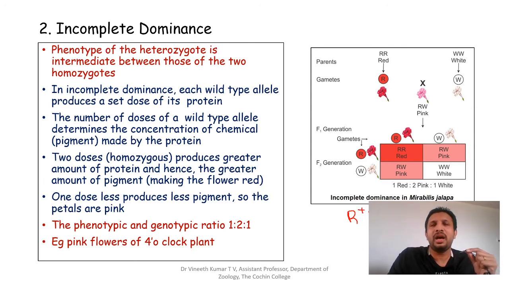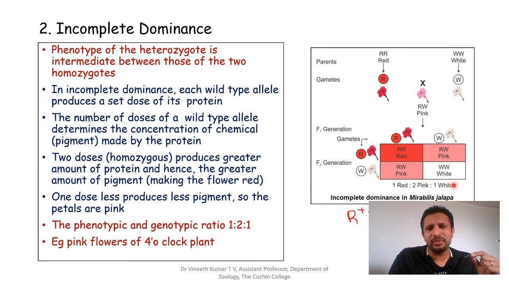The normal Mendelian monohybrid phenotypic ratio was 3 is to 1, which is 3 red is to 1 white. But now it has changed. In incomplete dominance, it will be changed to 1 is to 2 is to 1, which is 1 red is to 2 pink is to 1 white. So this is the modified Mendelian monohybrid ratio when you come to incomplete dominance. So both the phenotypic as well as the genotypic ratio will be the same, which is 1 is to 2 is to 1 for incomplete dominance.